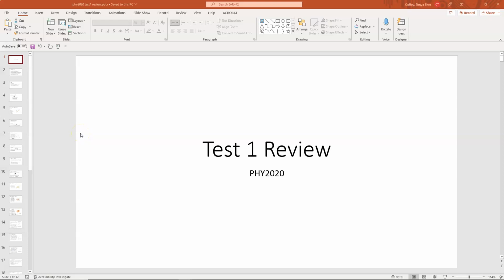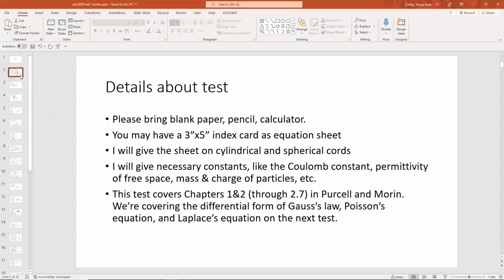Hi everybody, this is the Test 1 review for Physics 2020. This is an in-person only test, so please bring blank paper, pencil, and calculator. You can have a 3-inch by 5-inch index card as an equation sheet.